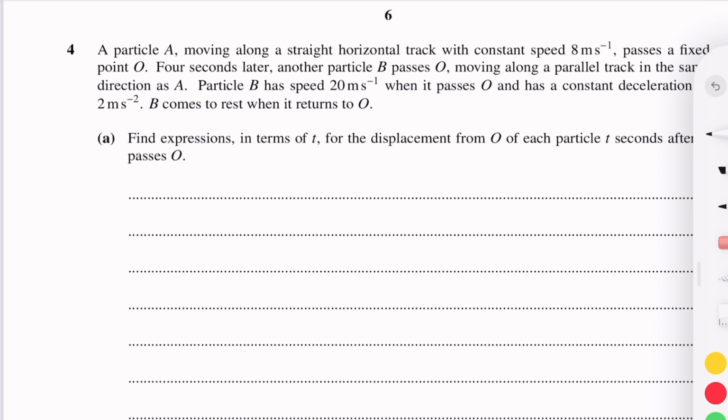Question number 4 says a particle A moving along a straight horizontal track with a constant speed, which is given to you, passes a fixed point O. 4 seconds later, however, we have particle B that passes through point O moving along a parallel track in the same direction as A.